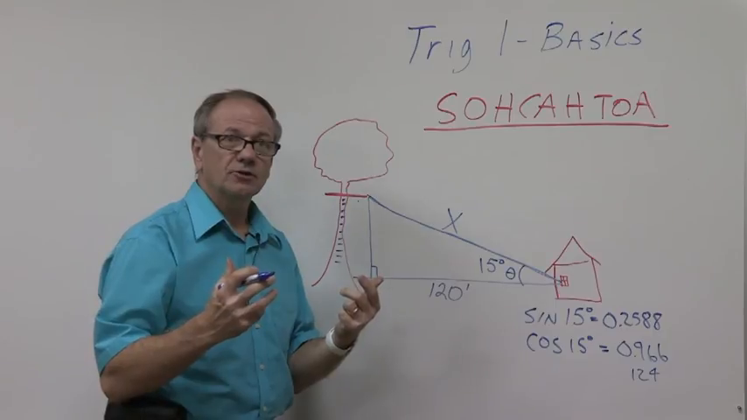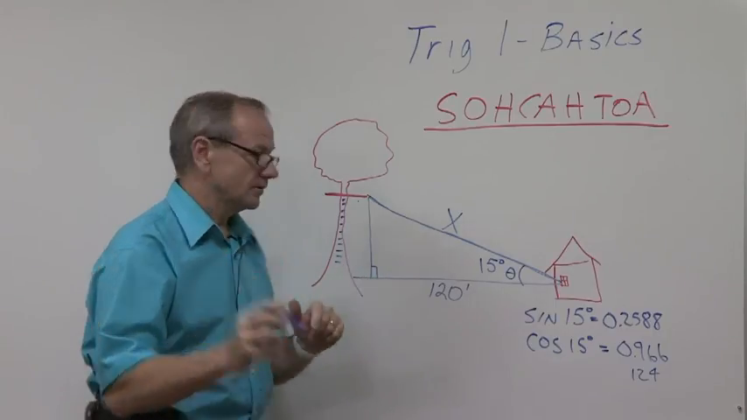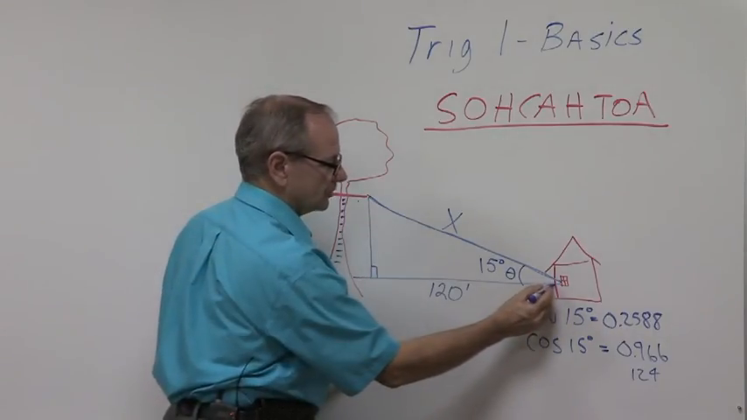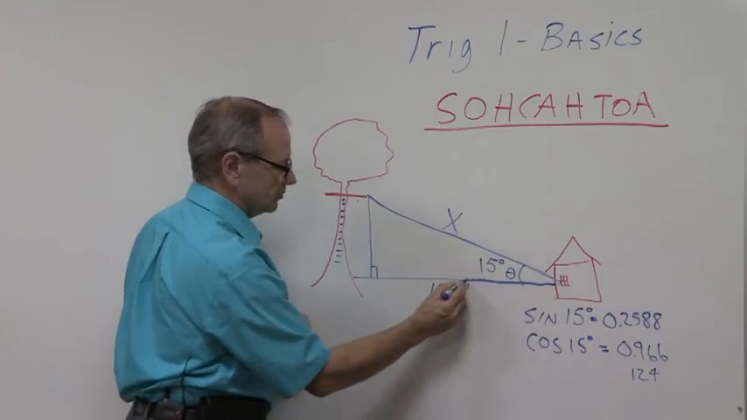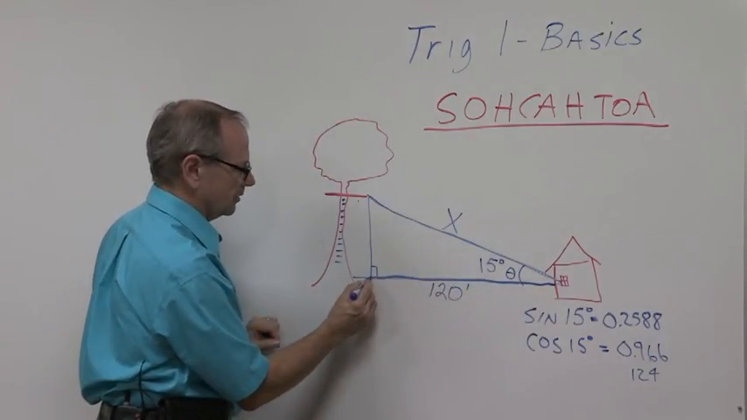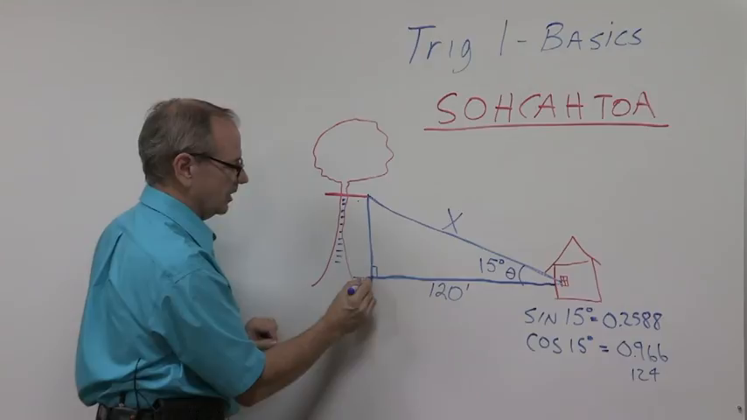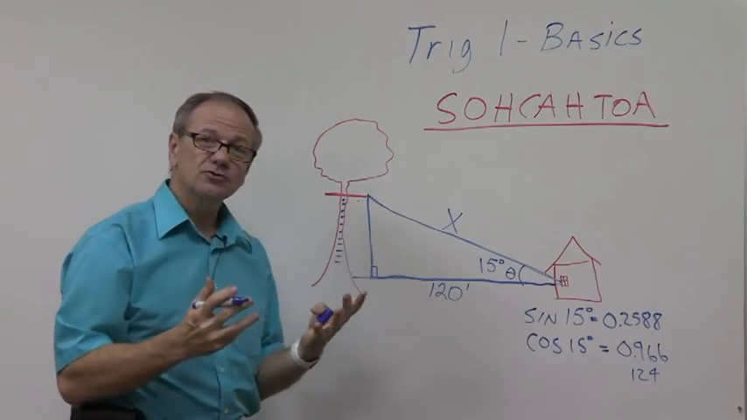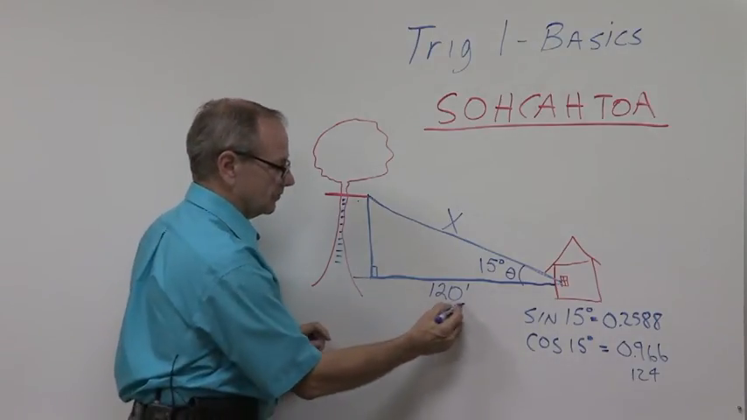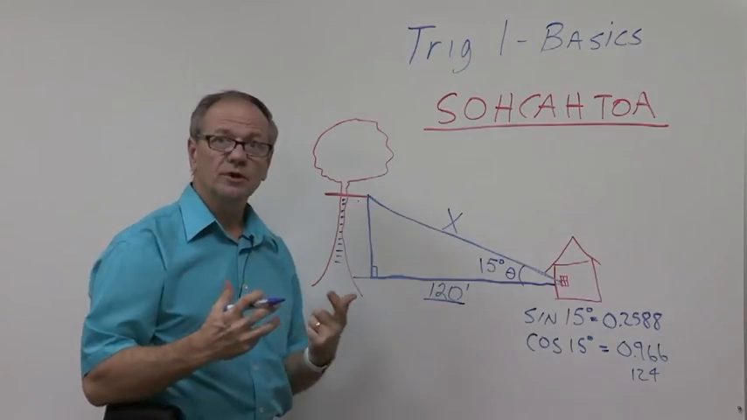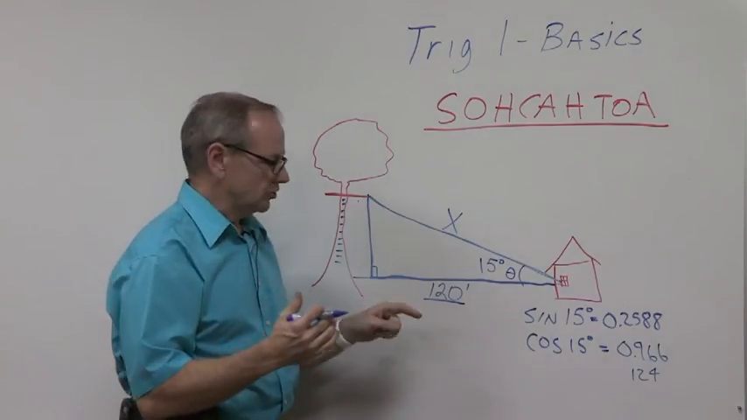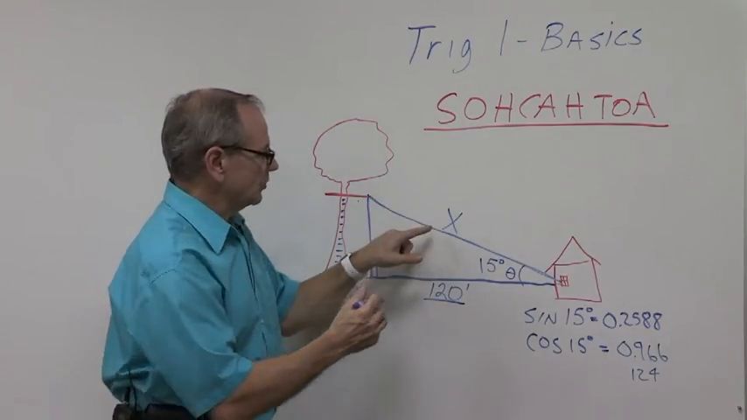And so you're like, well, I don't really know how long that is. Well, let me find out. So we would walk off the distance from the house to the foot of the tree, right here, right underneath where our tree house was. That makes us a right triangle. That would be, for instance, in this case, 120 feet. So now we'd say, okay, it's 120 feet, and we want this one.